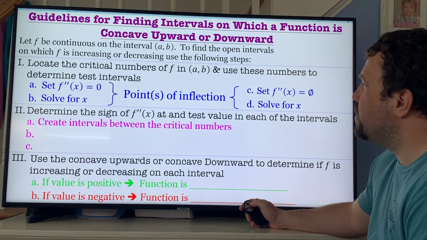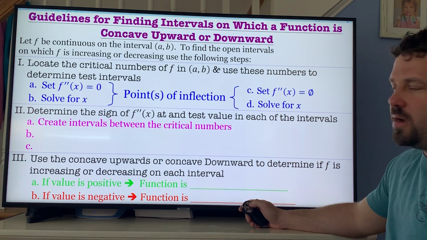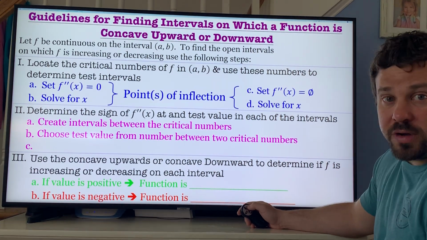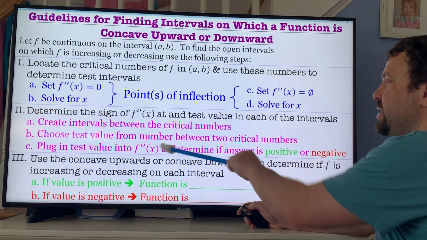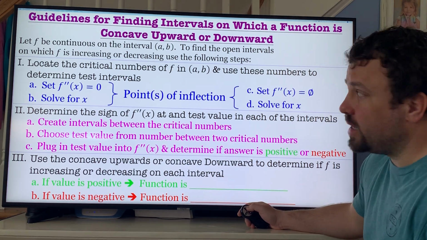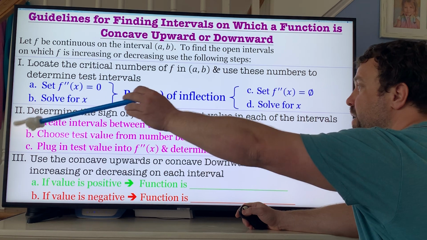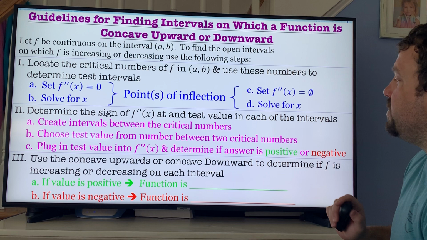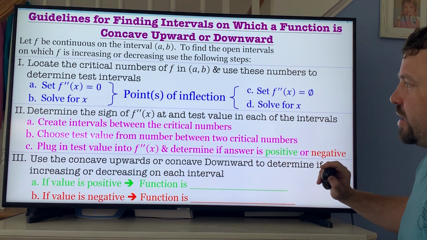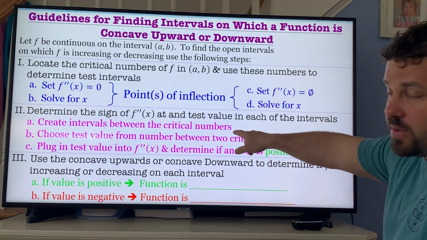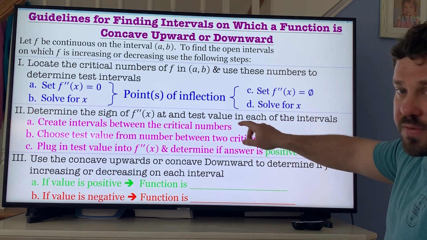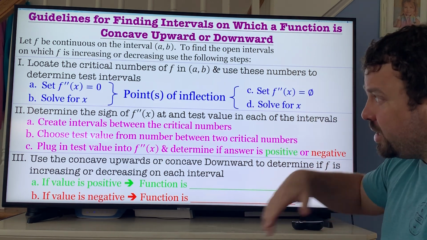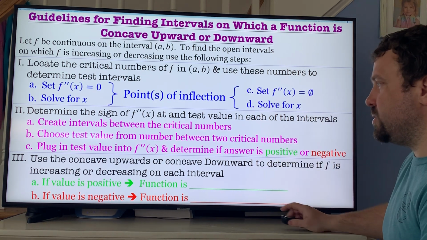So, step 1, create intervals between the critical numbers. B, choose the test value from the numbers between two critical numbers. And then C, you're going to plug your test value, from between your points of inflection, into the second derivative and determine if the answer is positive or negative, okay? So you create the intervals as we did with increasing, decreasing. You choose the test value, the numbers between those intervals, and then you plug it into the second derivative. So the only difference right now is everything deals with the second derivative as opposed to the first.